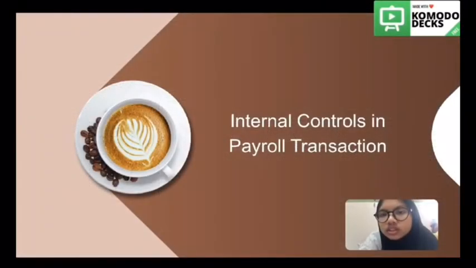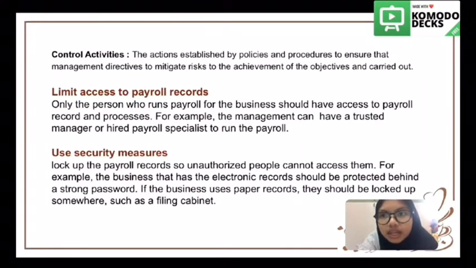For internal control in payroll transactions, the internal control that can be applied is control activities. The first control activity is to limit access to payroll records. Only the person who runs payroll for the business should have access to payroll records and processes. For example, the management can have a trusted manager or hired payroll specialist to run the payroll.